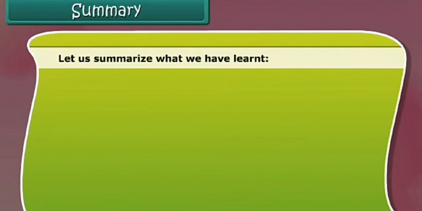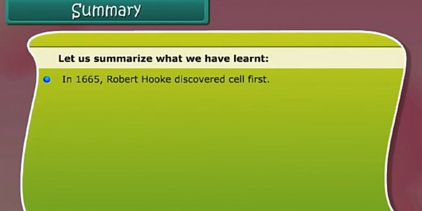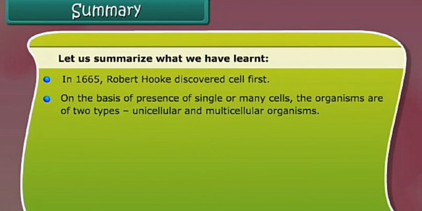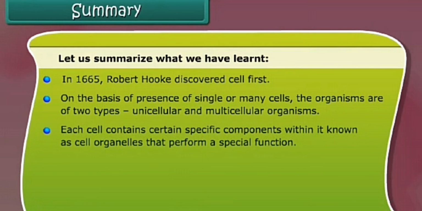Summary. Let us summarize what we have learned. In 1665, Robert Hooke discovered the cell first. On the basis of the presence of single or many cells, organisms are of two types, unicellular and multicellular organisms. Each cell contains certain specific components within it, known as cell organelles, that perform a special function.